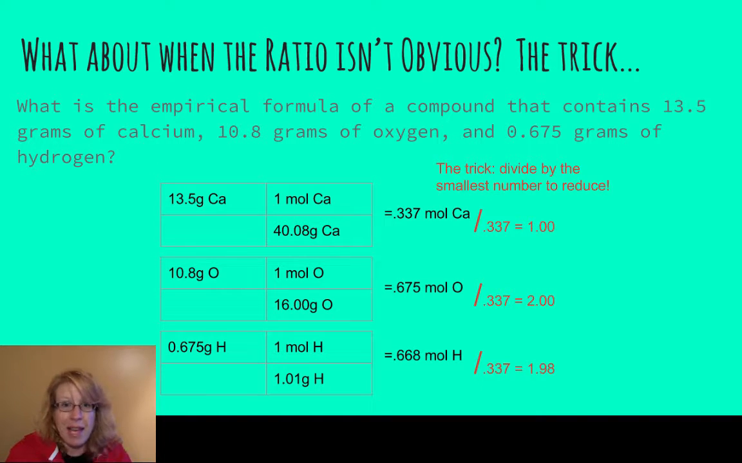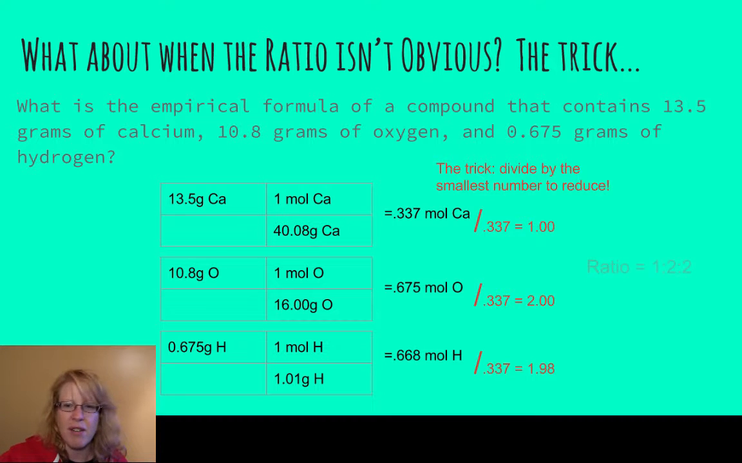So this is, again, just a math trick to see what those ratios are when it's not obvious that it's 1 to 2 to 2. So if I take all these divided by 0.337, because that's the smallest number, I now get a ratio that looks like pretty simple whole numbers to me. I get a ratio of 1 calcium to 2 oxygens to basically 2 hydrogens.